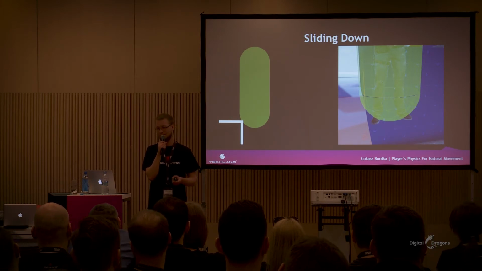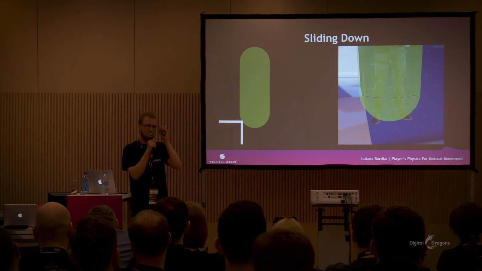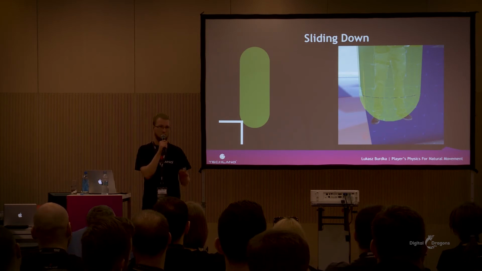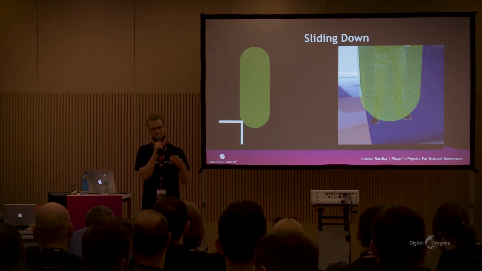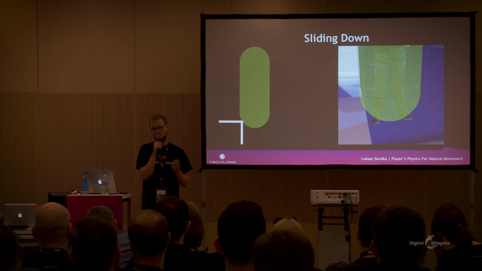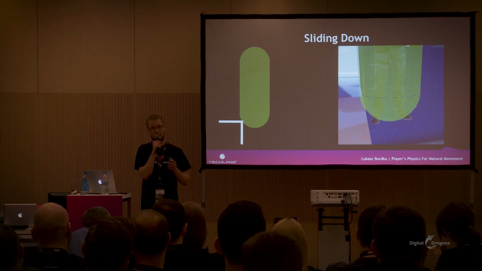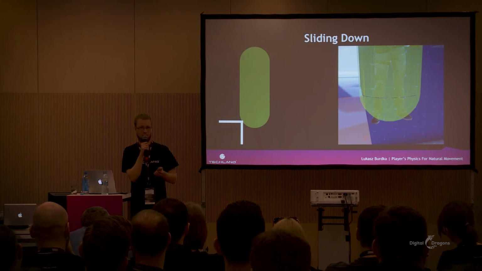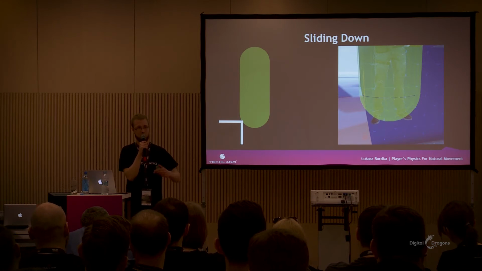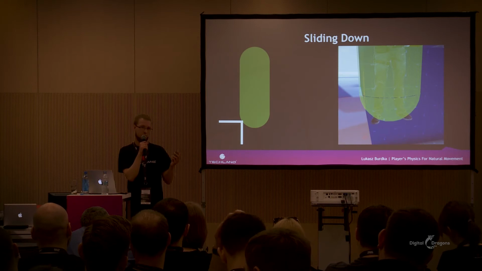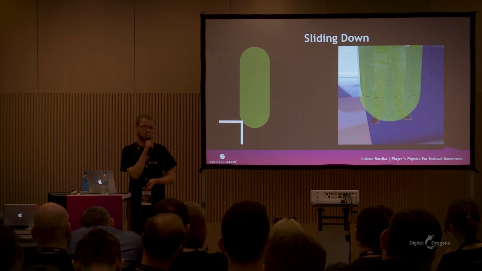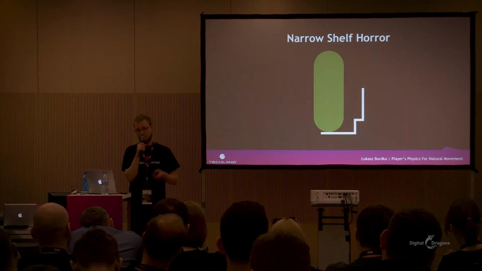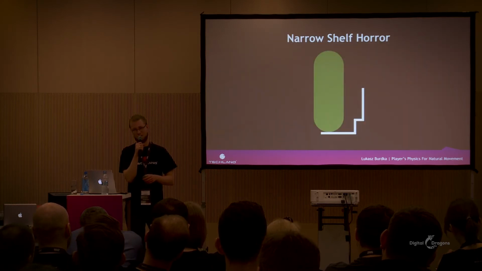And this was especially tricky, because when stepping on some obstacle, we didn't want the player to slow down at all, or we didn't want him to move a bit back when we were trying to step on some obstacle. So this sliding down was meant to work only when the player was not trying to climb something, or he was moving into the edge direction, and sliding was okay. Which led to the narrow shelf horror.